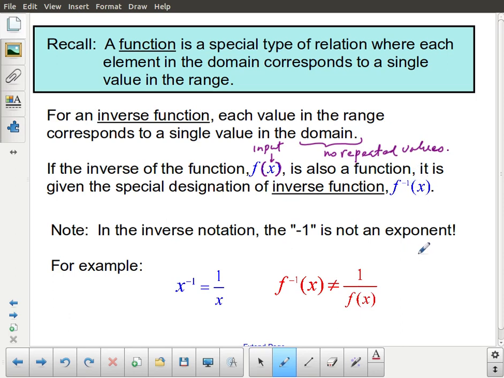You may have some experience with this already from your trigonometry, where you might have come across sine and cosine and tangent, and then the sine to the negative 1. This is not an exponent. This means the inverse sine. Sine x is a function, and sine to the negative 1 is the inverse of sine x.